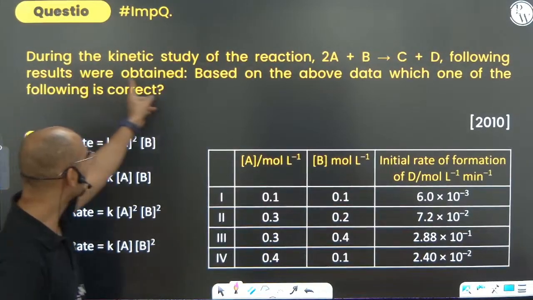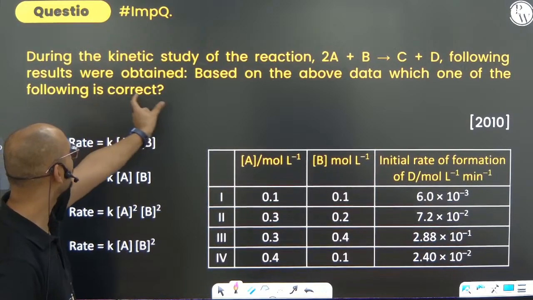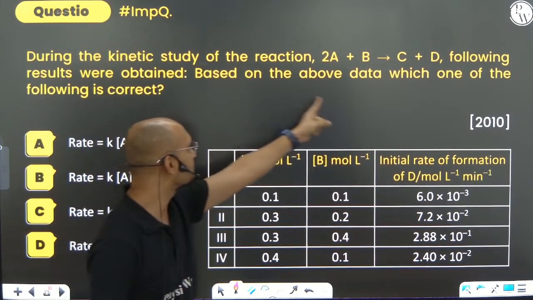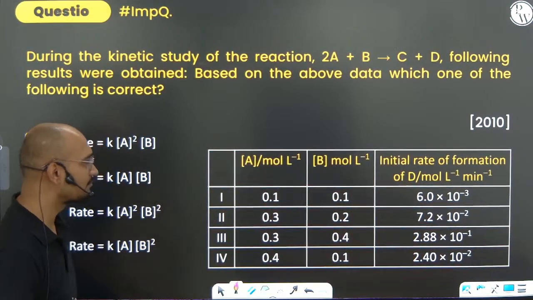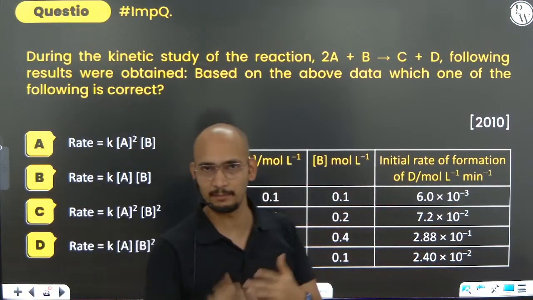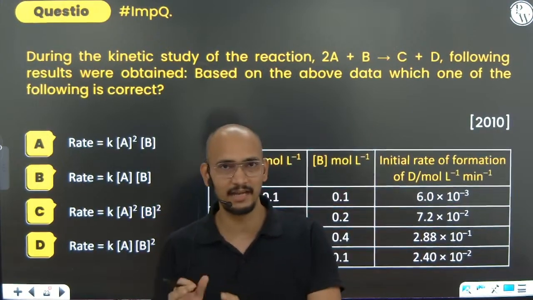Next, during the kinetic study of the reaction 2A + B → C + D, where the results were obtained based on the above data, which of the following is correct? Okay, this is the data given. Such kind of question is given where the experiments will be given, the change in concentration of the reactants will be given, and the rate change will be given.